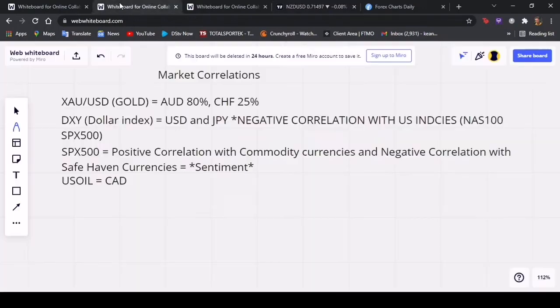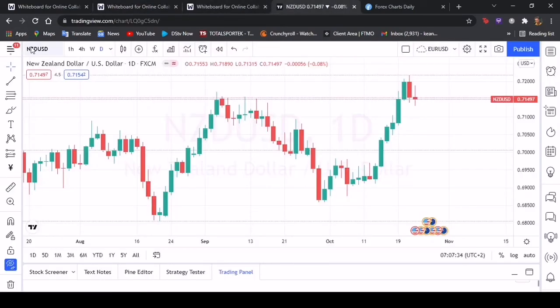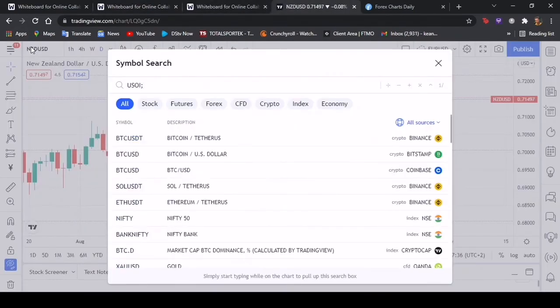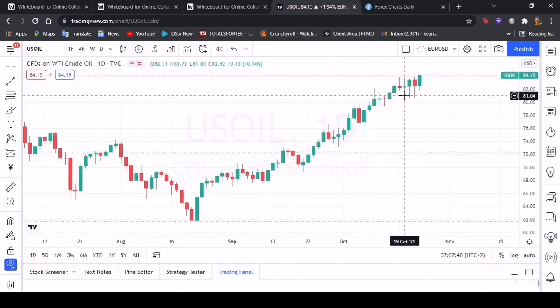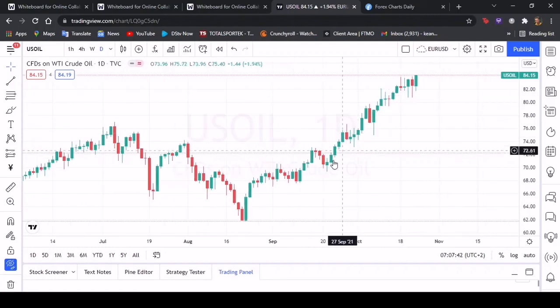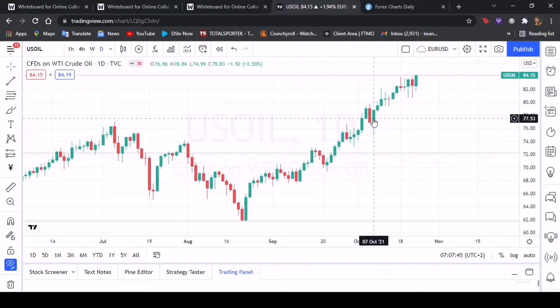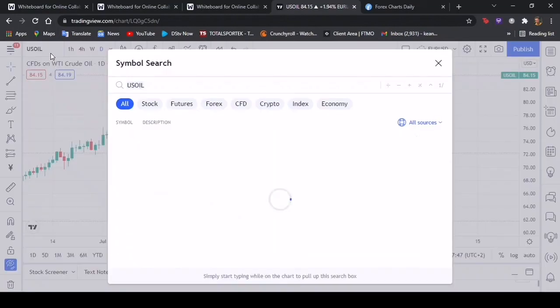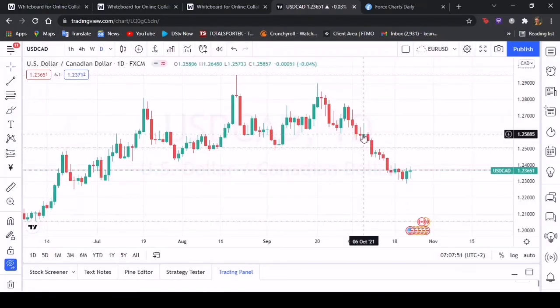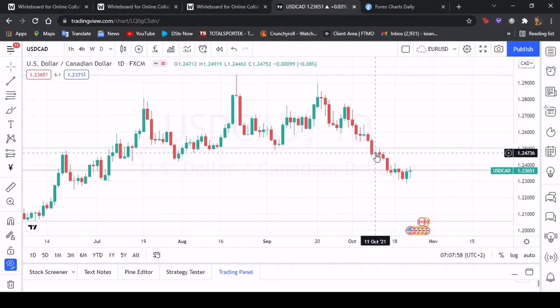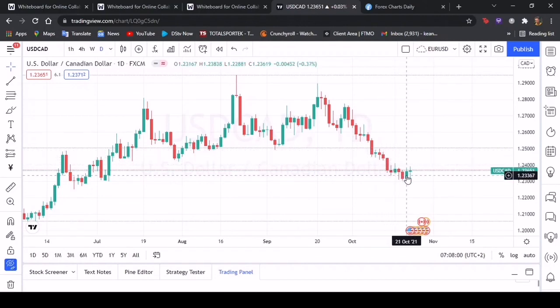Let's look at the last one. US oil and CAD. So US oil has been around historical resistance for a while now. Okay, it's pushing up. So let's focus on the 7th of October and onwards. 7th of October. Do you see how while US oil is rallying up, we're getting these sells coming in? So what would this mean? How would you use this?